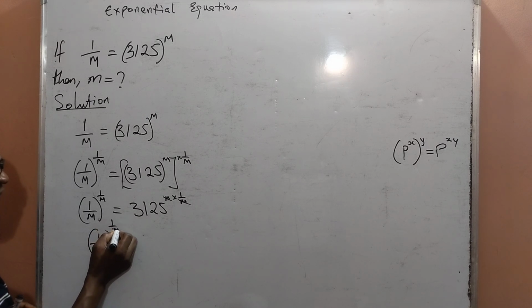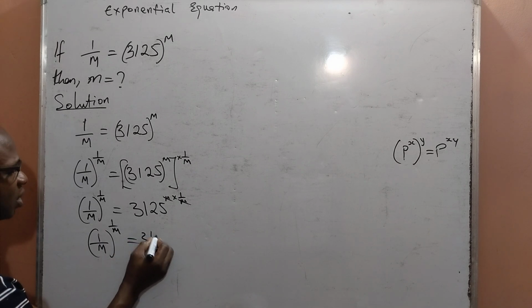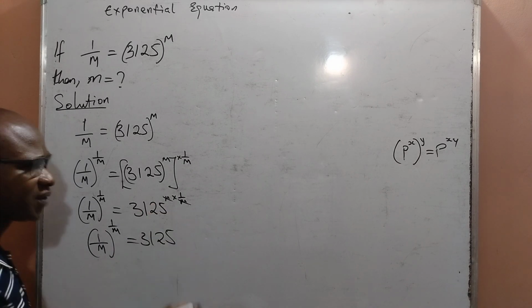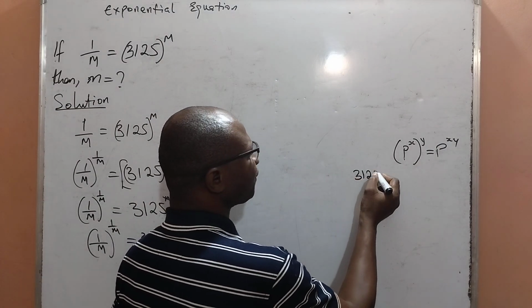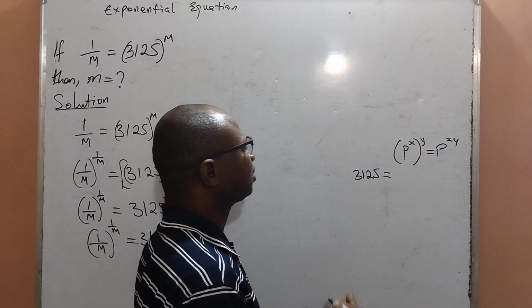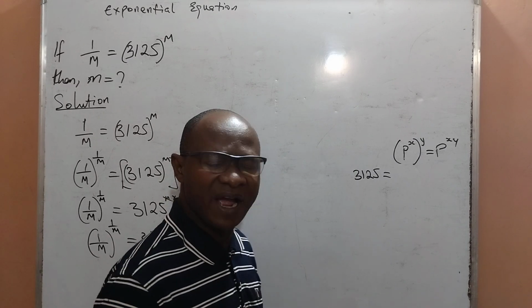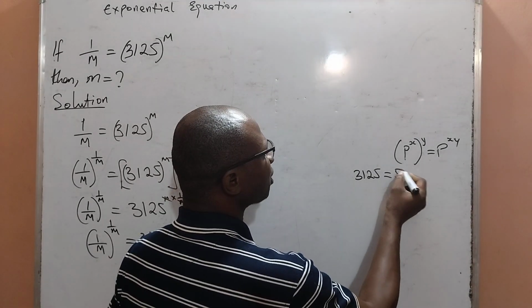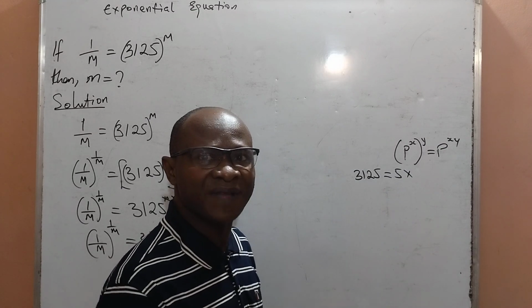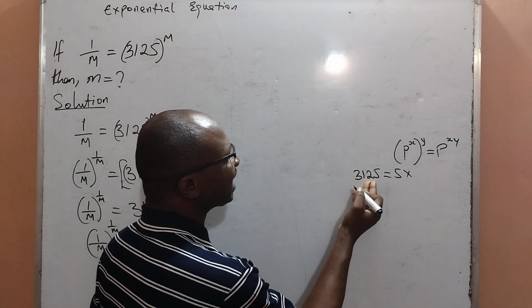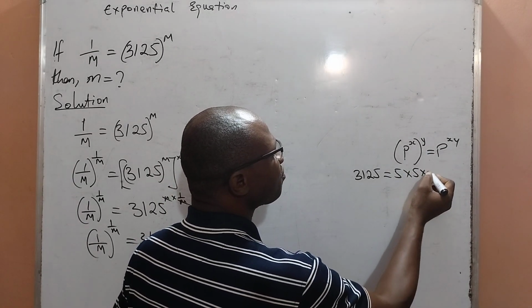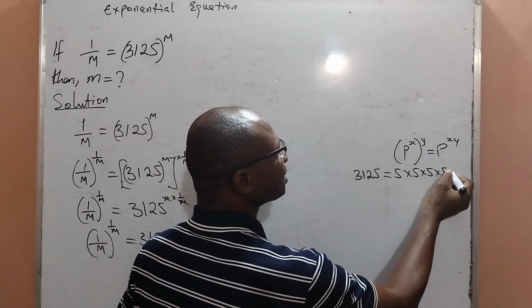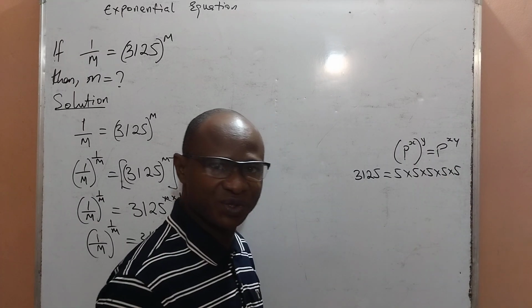Now, moving forward, n can cancel out n to give me 1 all over n raised to the power of 1 all over n, equal to 3,125. See, 3,125 is a multiple of 5. That means if I multiply 5 a number of times, I should be able to get 3,125. So 5 multiplies itself 5 times.